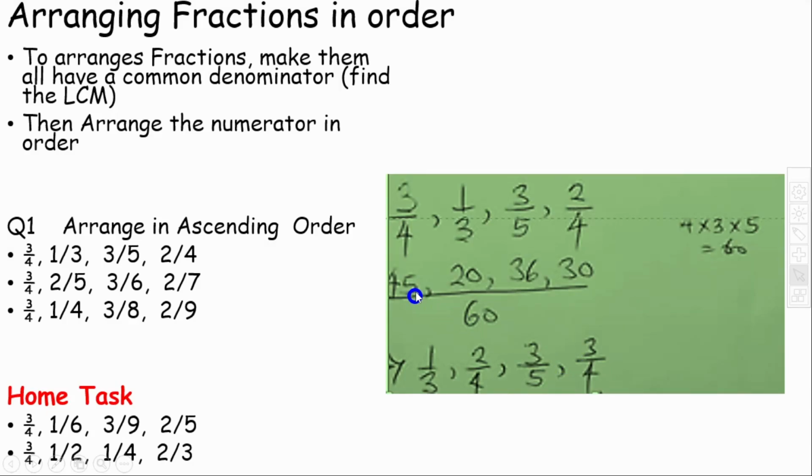Then the last one, which is 3 all over 4. So we will be able to arrange it in ascending order.